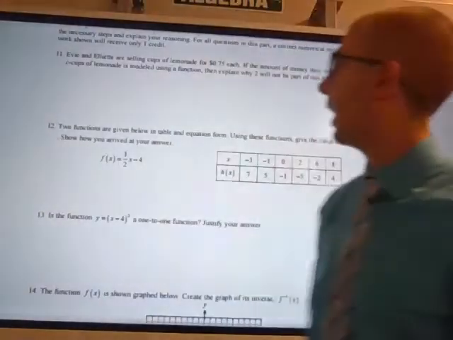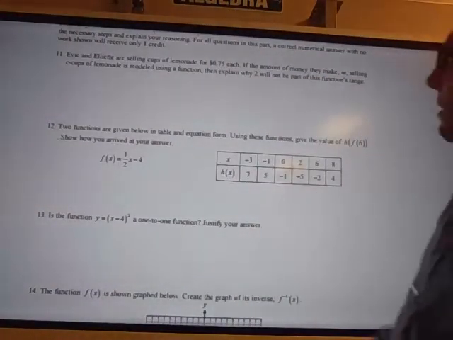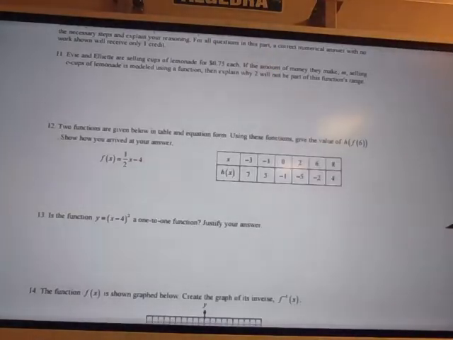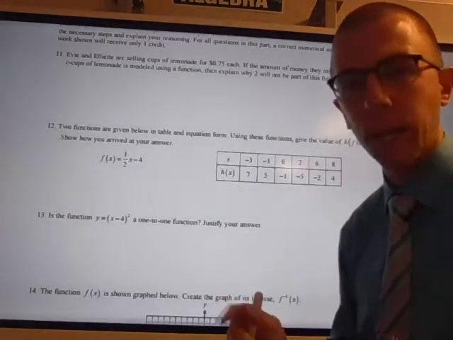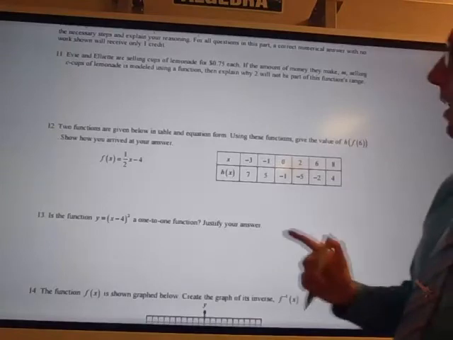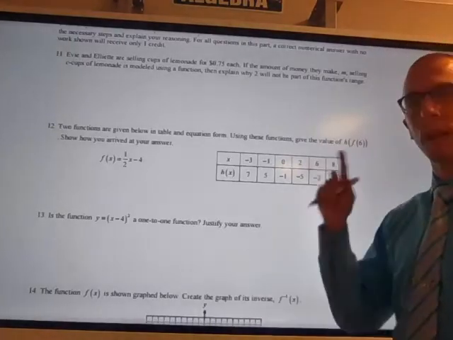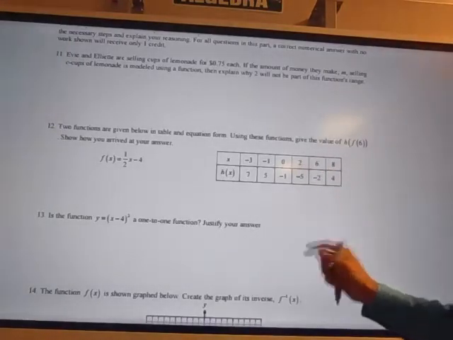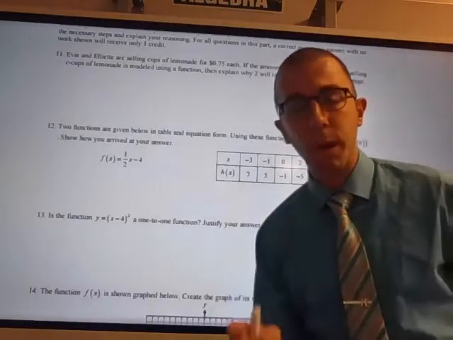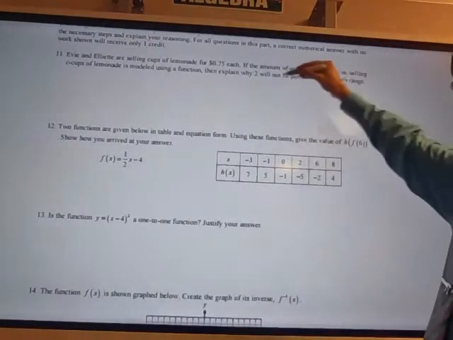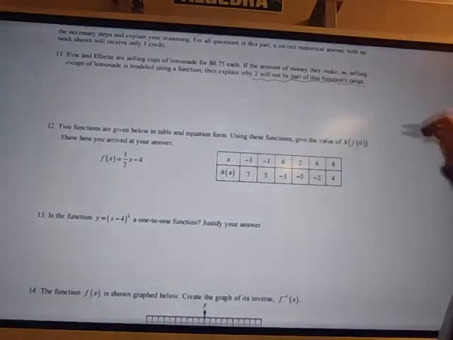We have Evie and Eliette are selling cups of lemonade for 75 cents each. If the amount of money they make, M, selling C cups of lemonade is modeled using a function, then explain why 2 will not be part of this function's range. So why will 2 not be part of this function's range?